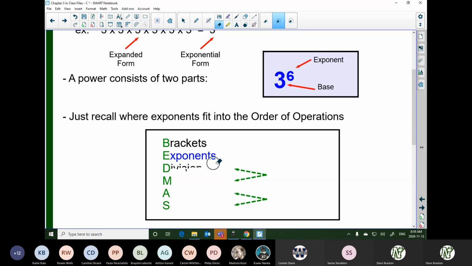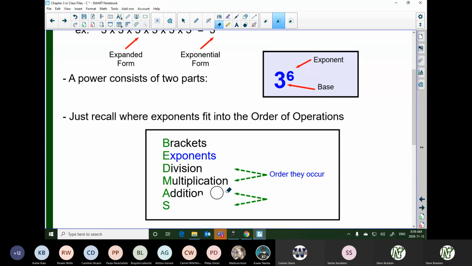The next two are division and multiplication. And the thing is, these two are on the same hierarchy, okay? So they happen in the order that they occur. You don't always do division before multiplication. If multiplication occurs first in your expression, you do that one first.